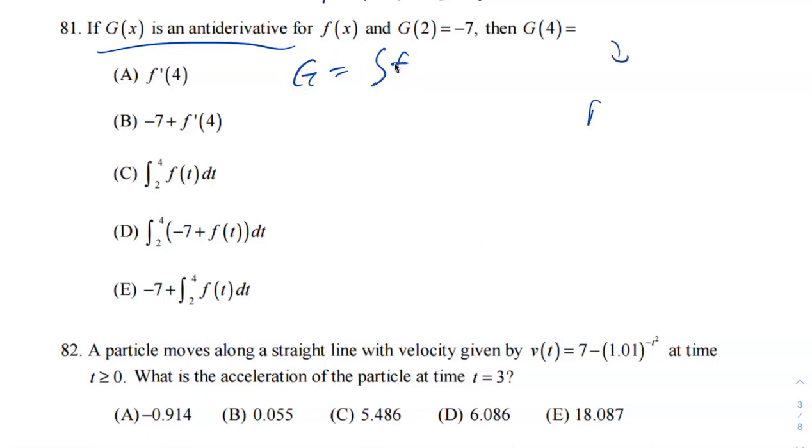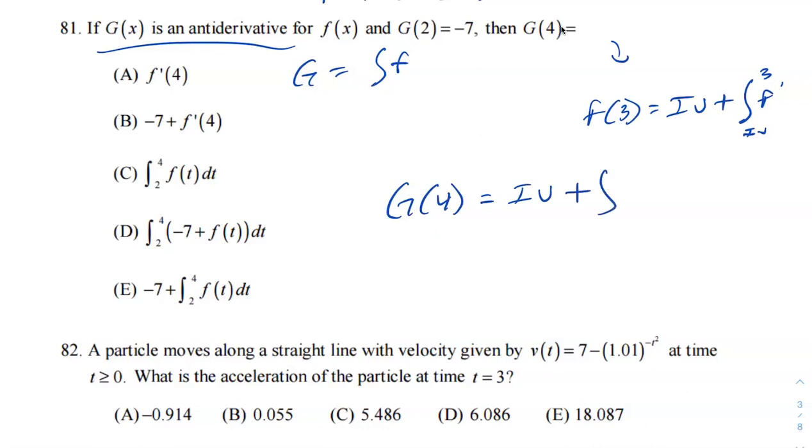If I'm trying to find f of 3, it's the initial value plus the integral of the derivative from the initial value to 3. That was always the rule, right? If you're trying to find a function and all you have is its derivative, you integrate the derivative plus the initial value. So that's what's going on here. I'm trying to find G of 4. So it's going to be the initial value plus the integral of my derivative, which is f. That's another way of saying that also.